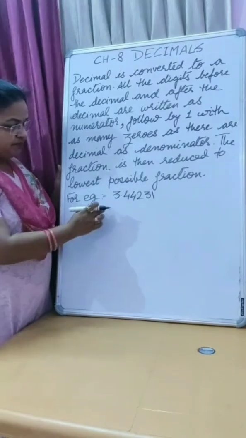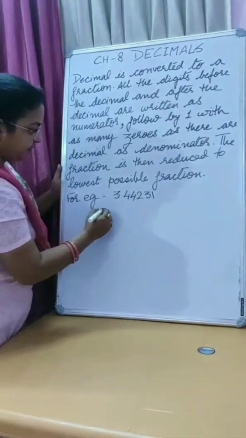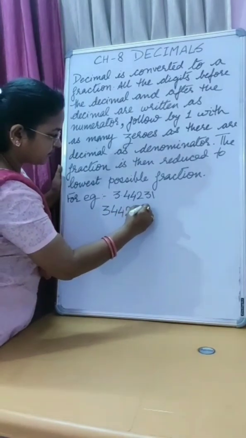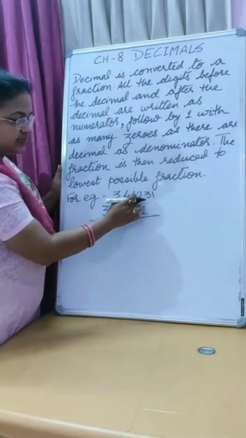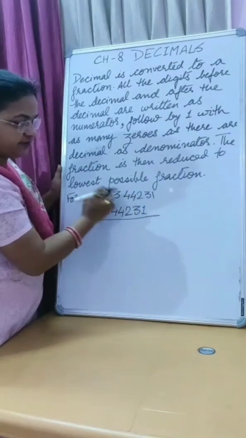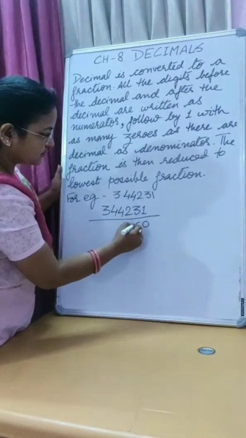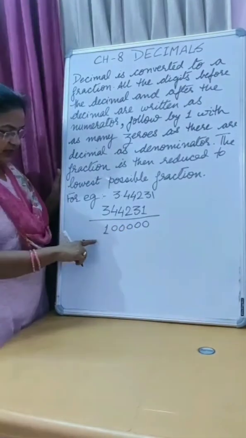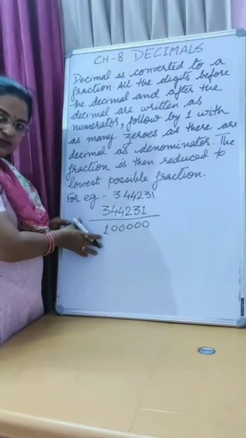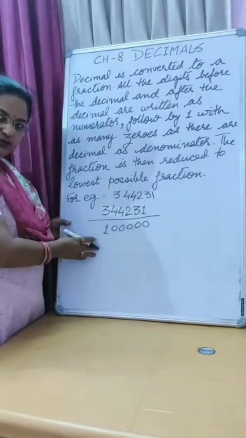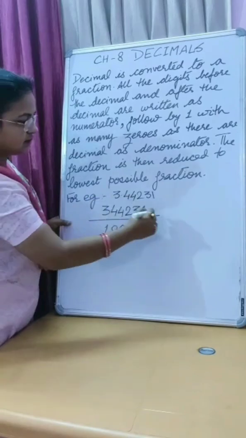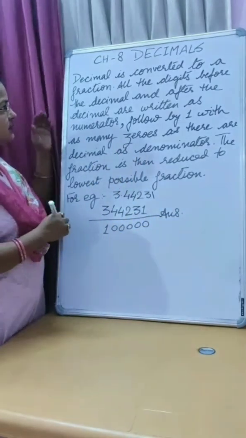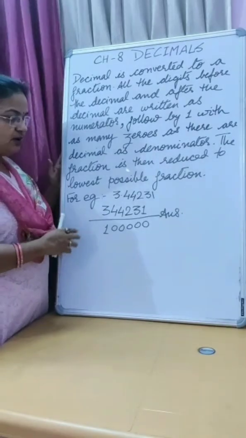Take for example 3.44231. When we convert this into a fraction, we count the decimal places. How many? 1, 2, 3, 4, 5. So we write 5 zeros and a 1: 1 followed by 5 zeros. So this is the fraction, and because this cannot be reduced to a lower fraction, this is the fraction of 3.44231. So this is how a decimal is converted into a fraction.